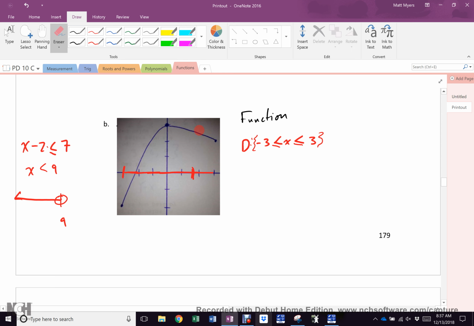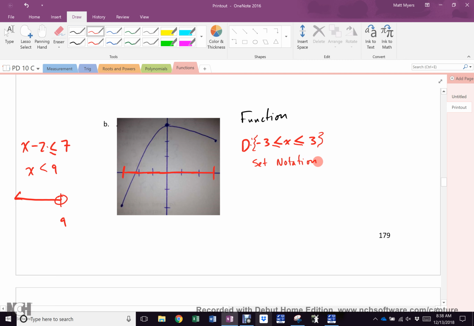Yes, Suhani. Well, we haven't gotten to range, Suhani. We're still talking about domain. Is everybody good with domain? Does everybody understand this? This is called set notation.